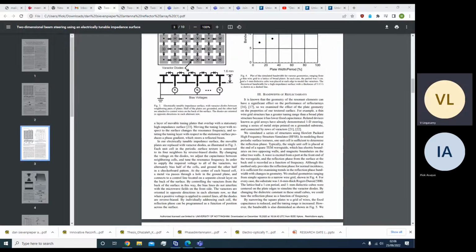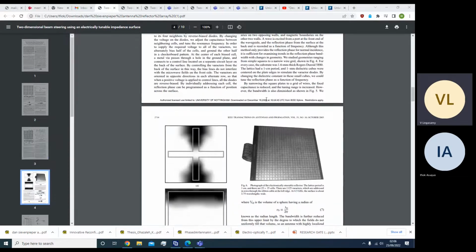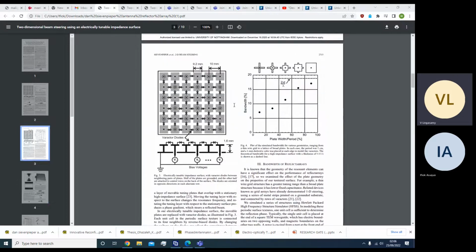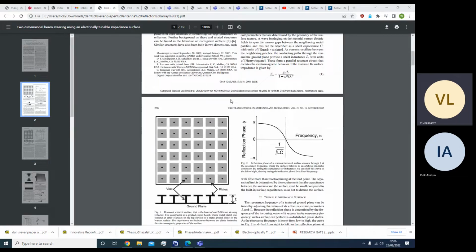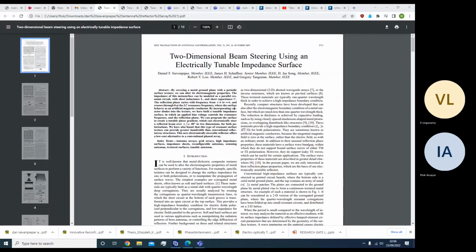Because the whole structure, you need not go for a unit cell approach itself. Can you go up, please? The impedance surface only, right? So you are going to control the biasing only. By controlling the biasing, you can simulate it as a whole structure. That's what I believe. It should be great.